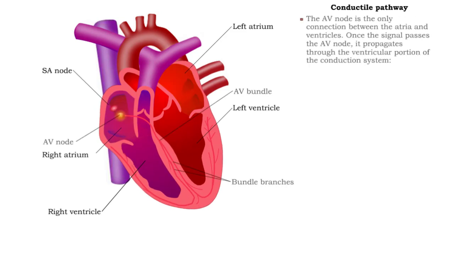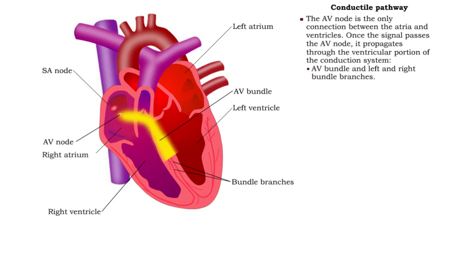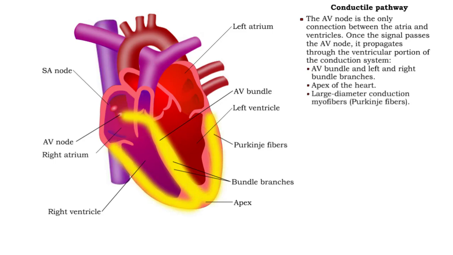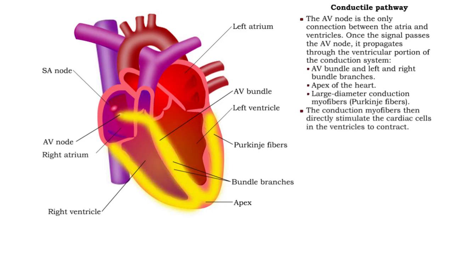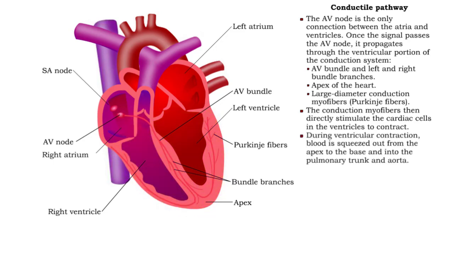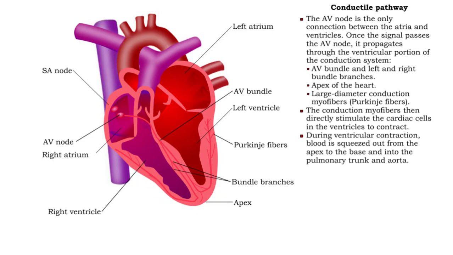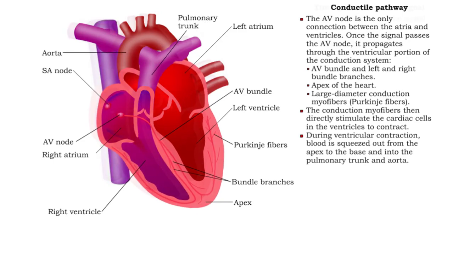ventricles. Typically, the AV node is the only connection between the atria and the ventricles. As the wave of excitation passes the AV node, it proceeds to the AV bundle and bundle branches, the apex of the ventricular myocardium. The conduction myofibers then directly stimulate the cardiac cells in the ventricles to contract. During ventricular contraction, blood is squeezed out from the apex to the base and into the pulmonary trunk and aorta.